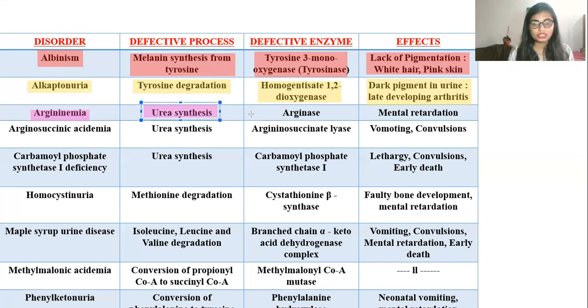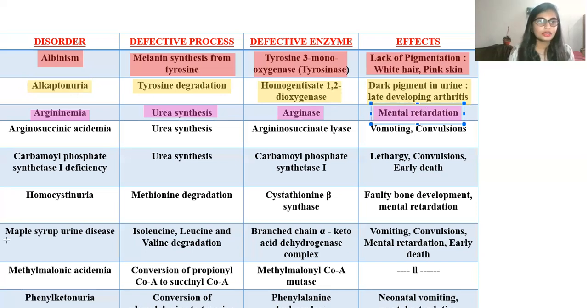For urea synthesis, amino acids are involved. Arginine is also involved in urea synthesis. So arginemia will occur when there is a defect in urea synthesis, and here which enzyme is defective? The arginase enzyme will be defective. When there is a defect of this arginase enzyme, which affects urea synthesis, that will lead to arginemia. And when it comes to the effects of arginemia, that is mental retardation, which will affect the brain.